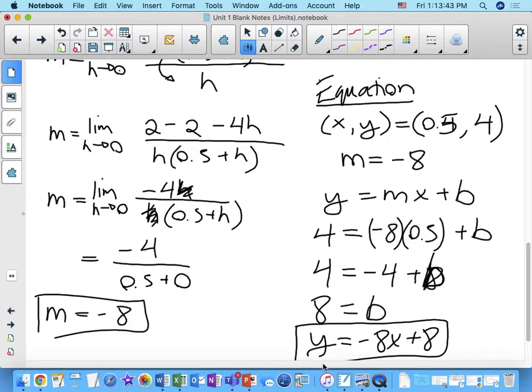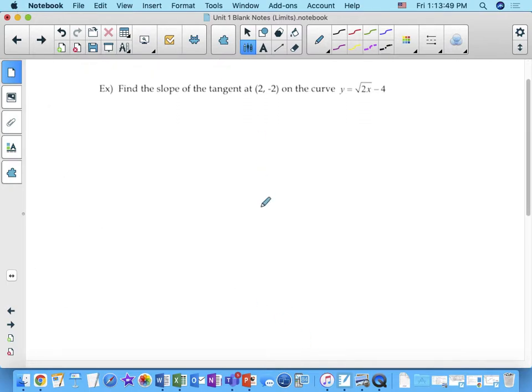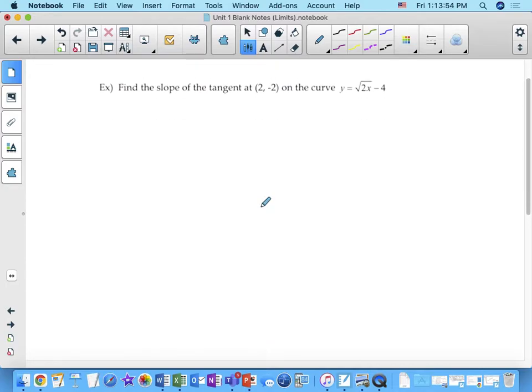Okay, do we have one more? I think we have one more. Okay. We could do this one both ways. I don't know how much time we have left. Let's do it the second way first, and then when we have time, we'll do it the first way. Okay? So here we're just finding the slope. That's easier, because you don't have to find the equation after. Okay, so at the point 2, negative 2 on the curve, y equals the square root of 2x minus 4. Okay, so, oh, you know what?